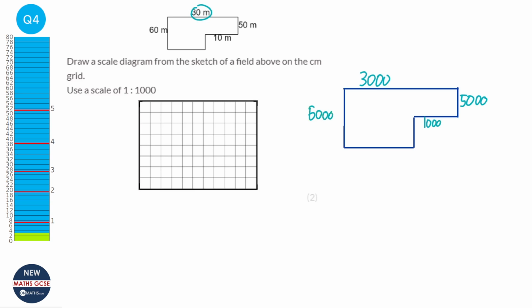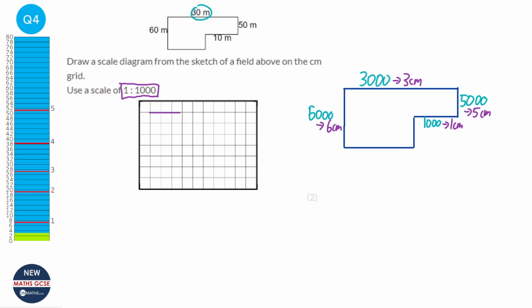And then I'm going to look at this scale here. Now this says that 1,000 in real life is 1 on our scale drawing. So this is just going to be 3 centimetres divided by 1,000. This is going to be 5 centimetres, 1 centimetre, and 6 centimetres. And then let's draw the diagram.